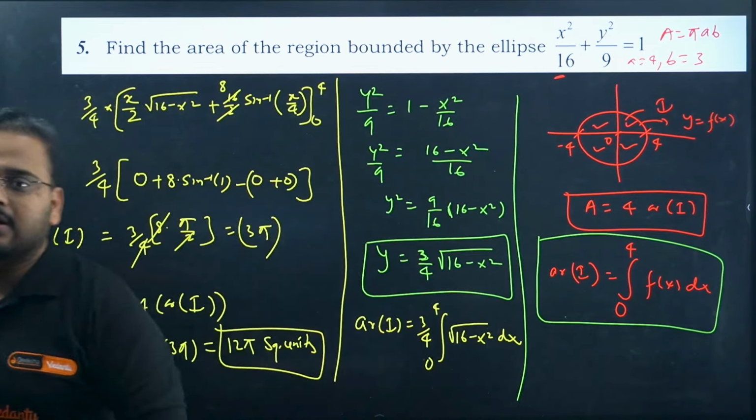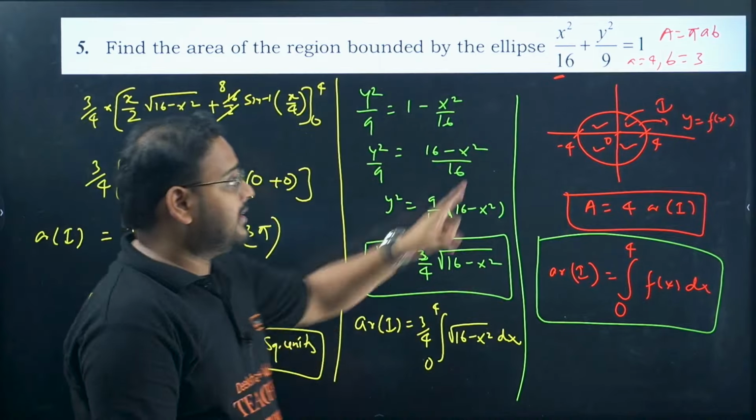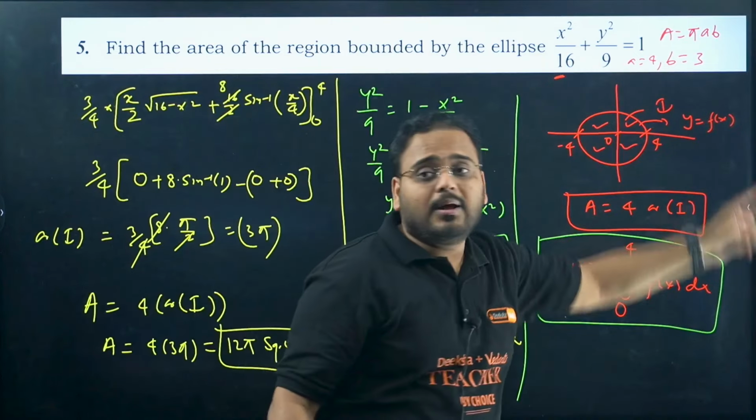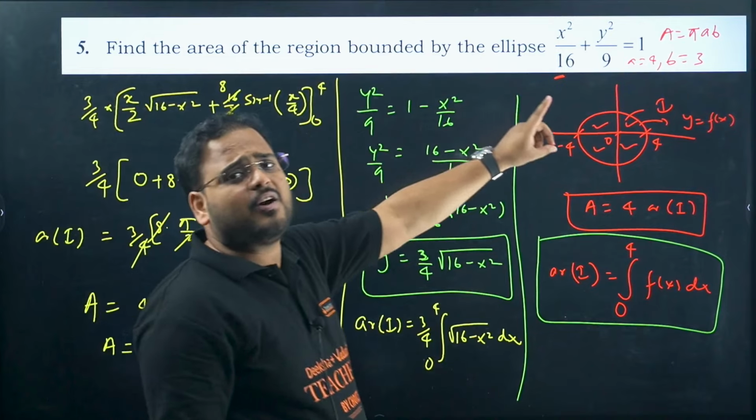Done the derivation, done the particular function integration as well, and given you the shortcut. If it comes in your MCQ, you can directly use the formula pi AB for the area of an ellipse. It looks similar to the area of a circle, right?